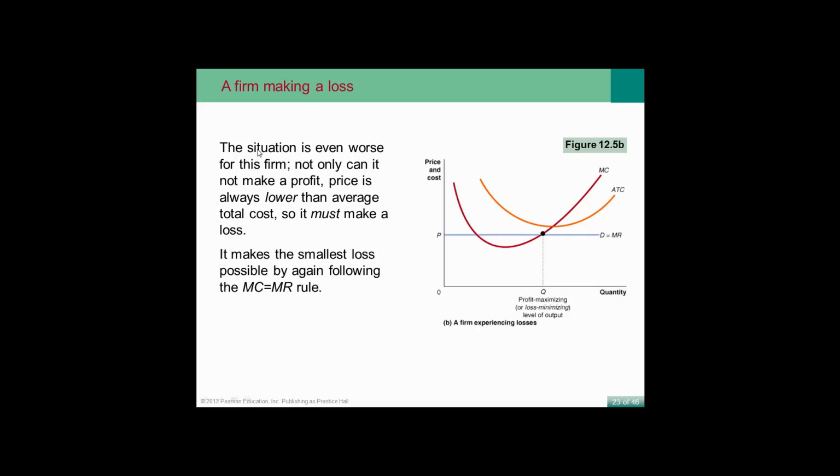So, a firm making a loss. The situation is even worse for a firm making a loss. Not only can it not make a profit, price is always lower than average total cost, so it must make a loss. The smallest amount of loss is where marginal cost equals marginal revenue. This is loss minimizing, instead of profit maximizing.